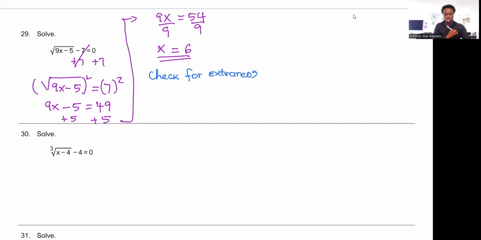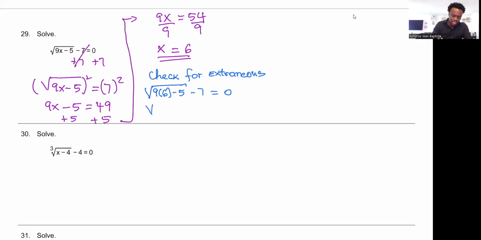Extraneous solution. So we plug in 6 into the original equation. So that's the square root of 9 times 6 minus 5, and then minus 7 is expected to be 0. If it's not 0, then 6 is not a solution. If it is 0 on both sides of the equation, then 6 will be a solution.